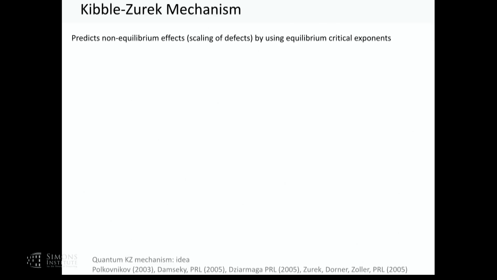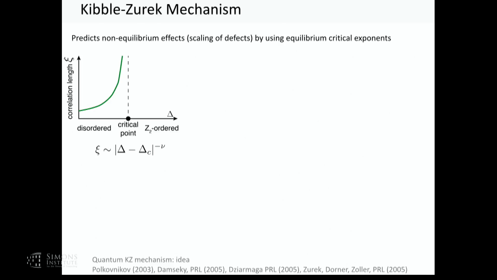This is a mechanism which predicts non-equilibrium effects, the scaling of defects, by using equilibrium critical exponents. If you have a system which undergoes a phase transition, then generically near the phase transition there is some quantity which diverges. Usually you call it, for example, the correlation length. As you approach the critical point, this correlation length will diverge in a special way: as a function of deviation from the critical point, it will generally diverge as a power law with a certain exponent.